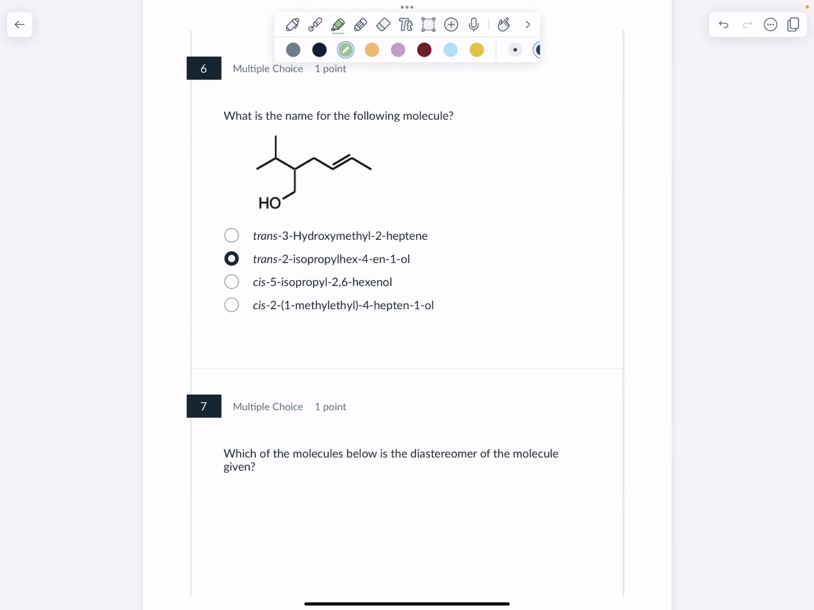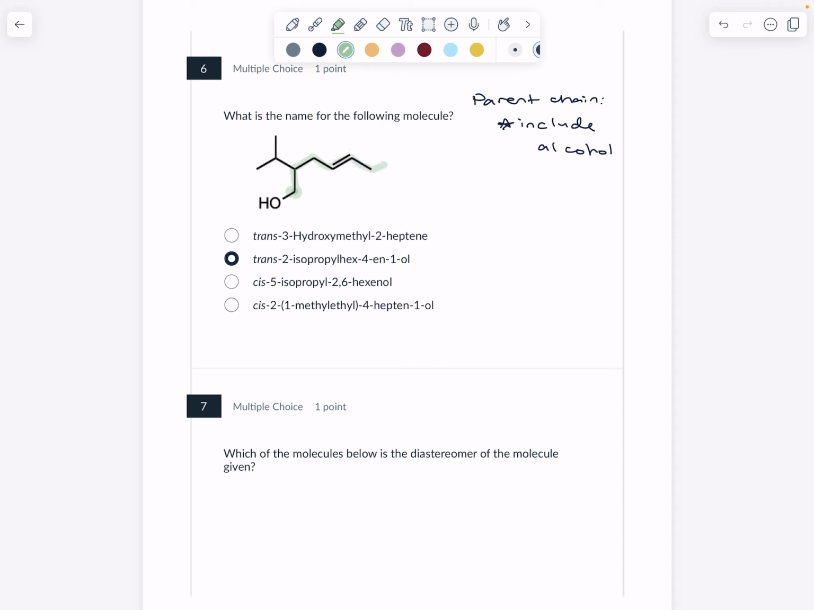Okay, next question. What is the name for the following molecule? So again, my first step is find the parent chain. And the parent chain I'm looking for, in this case, I notice that there's an alcohol, so it has to include the alcohol attached to it. It doesn't have to start with the alcohol, but the alcohol does have to be included. So I'm going to start right here with the alcohol included.